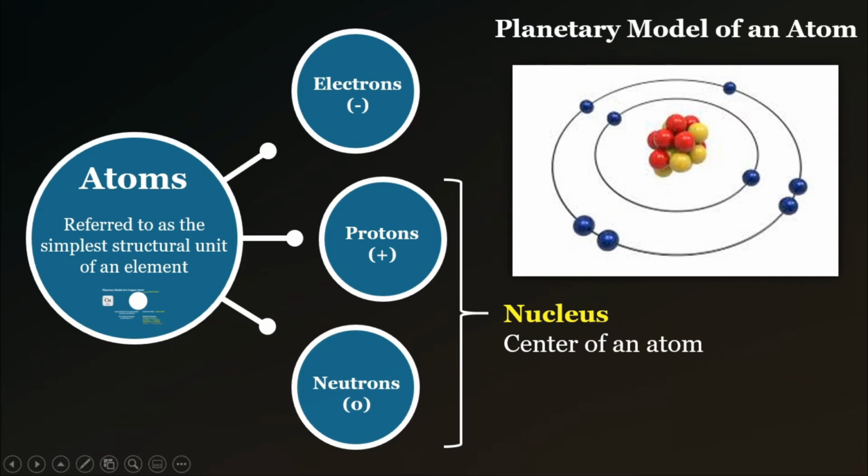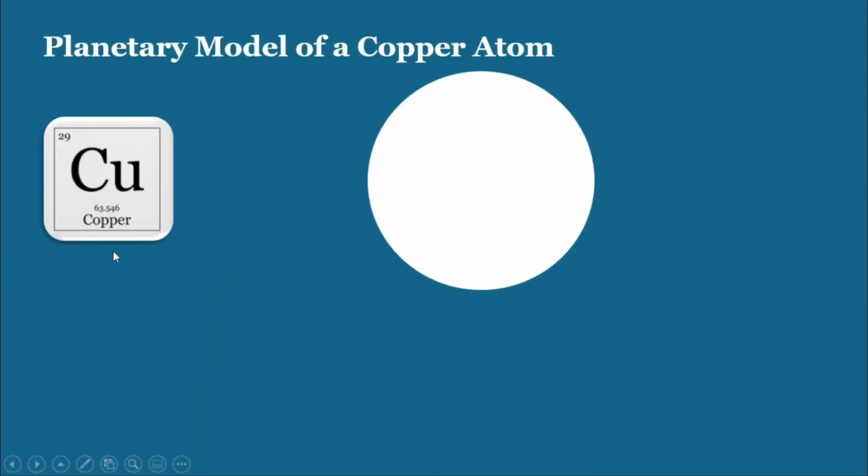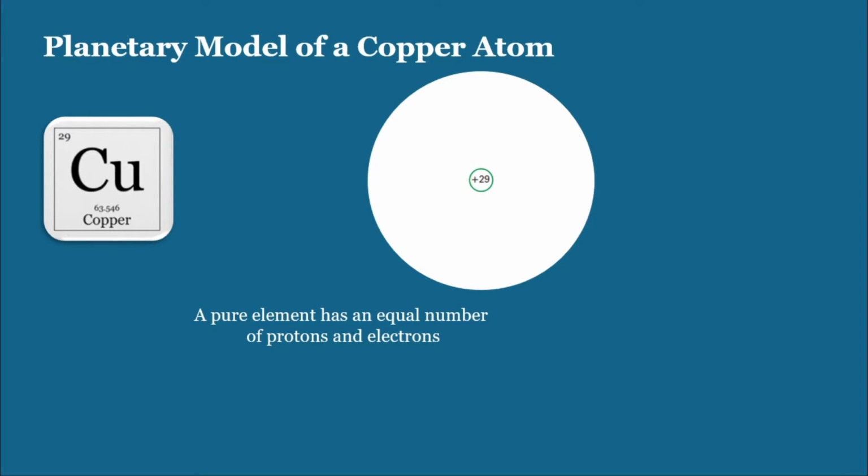Now, let us go back to why we are studying electron theory. Shown here is a tile of a copper atom found on the periodic table. Its atomic number is 29. This means that it has 29 protons in its nucleus. It is important to remember that for a pure element, it has an equal number of protons and electrons. This means that there are also 29 electrons traveling around the nucleus.